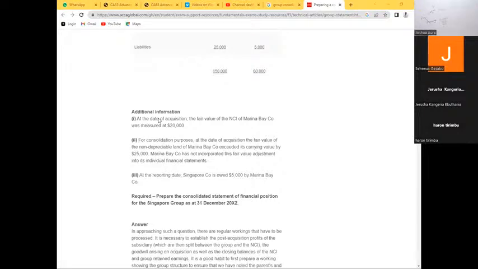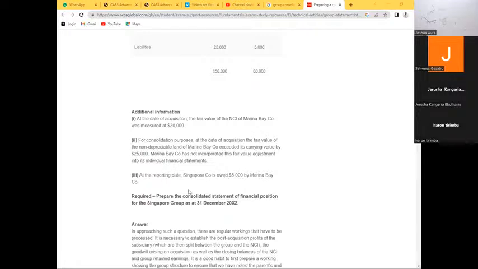For consolidation purposes, at the date of acquisition, the fair value of the non-depreciable land of Marina Bay Company exceeded its carrying value by $25,000. Marina Bay Company has not incorporated this fair value adjustment into its individual financial statements. At the reporting date, Singapore company owed $5,000 by Marina Bay Company.